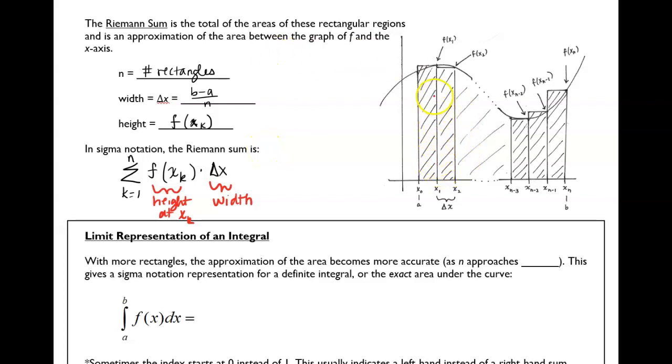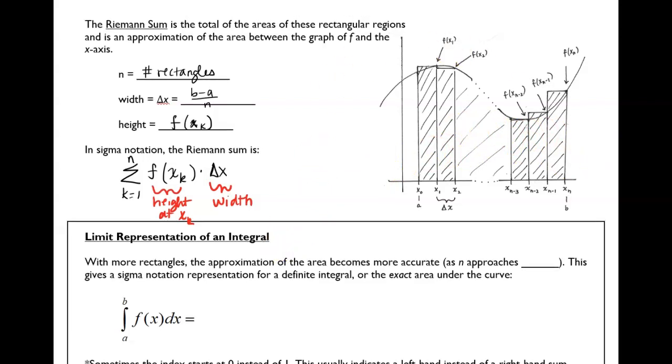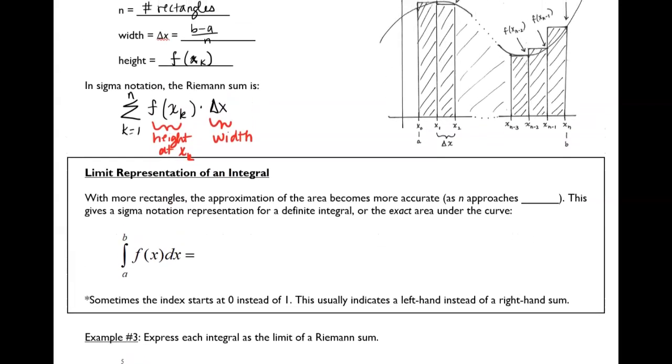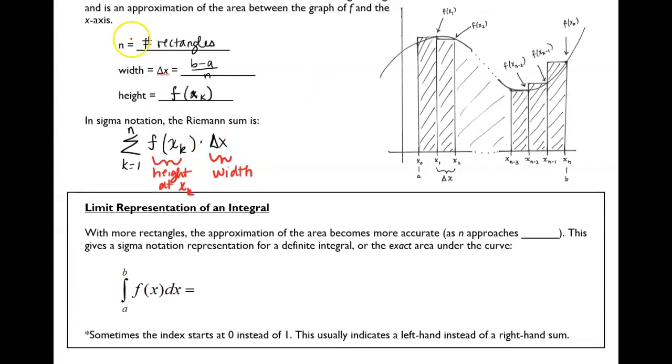So what we want to think about is how could we actually get a better approximation of the area under a curve. So we've used some number of approximations, some number of rectangles here, but with more and more rectangles, the approximation of our area will become more accurate. So the more rectangles we use, the more accurate our approximation will be. So that means our n is approaching infinity. So this gives us sigma notation. If we're thinking about something approaching infinity, we're actually going to add a limit to it, and this will tell us the exact area underneath a curve.